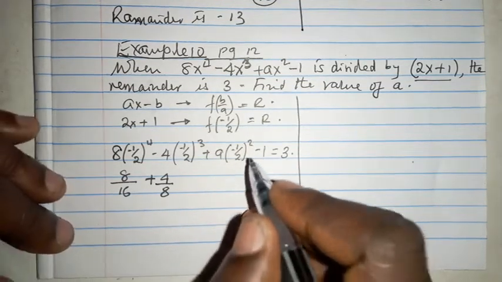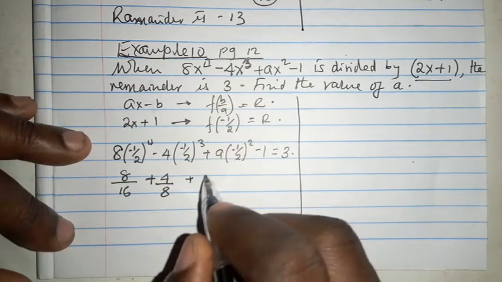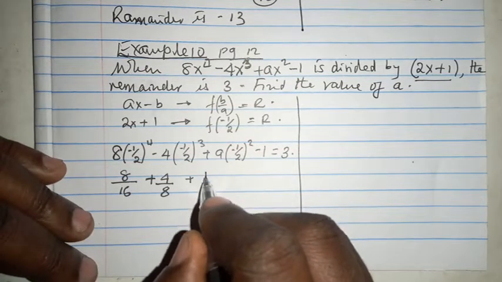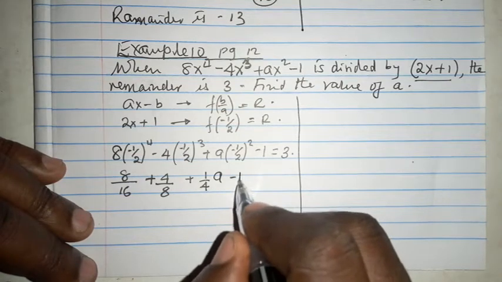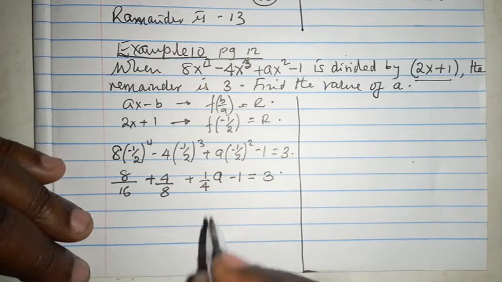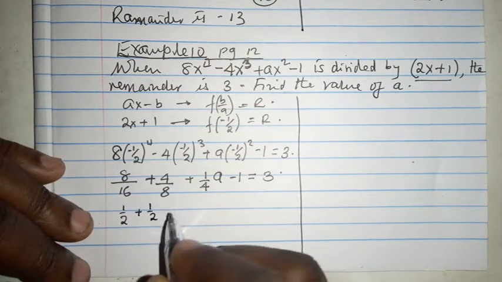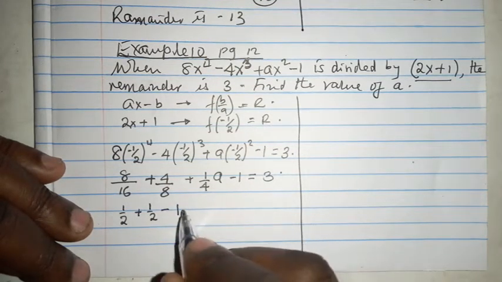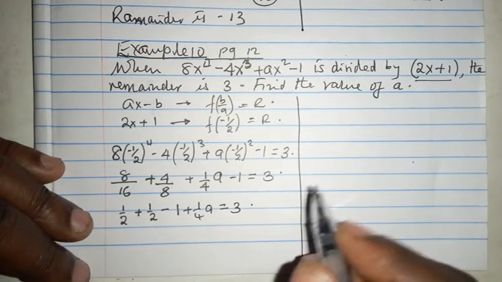Fine, and this one is going to be a positive, plus a quarter a, because this is a half squared, a quarter a, minus 1, is going to be 3. So 8 out of 16 is a half, plus a half, minus 1, plus a quarter a, is equal to 3.